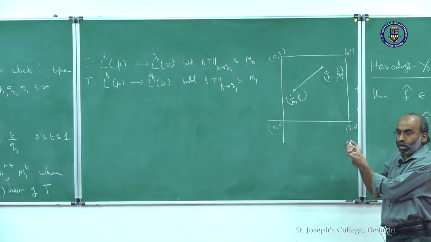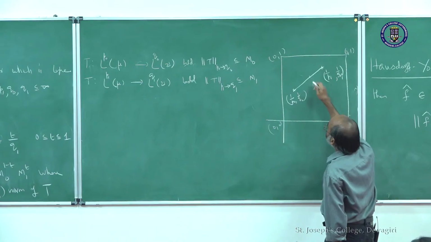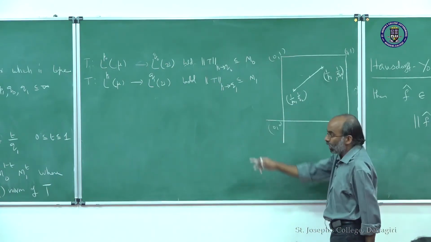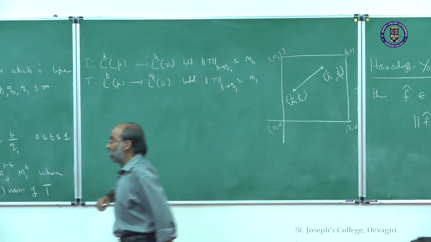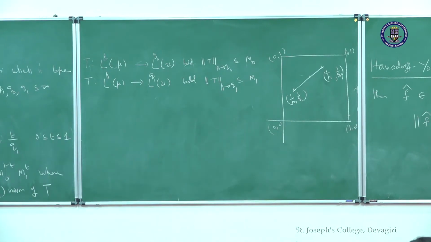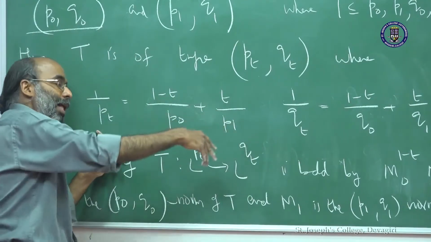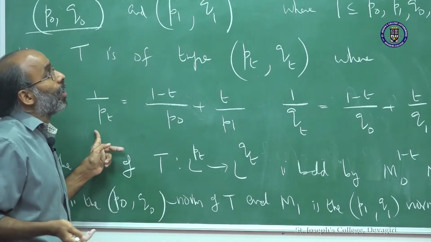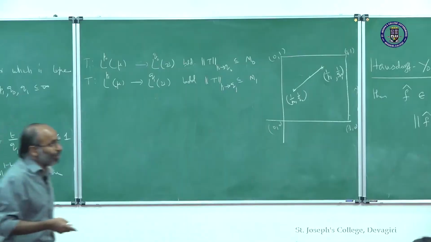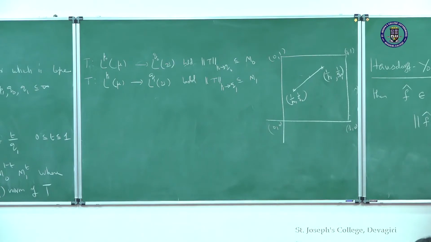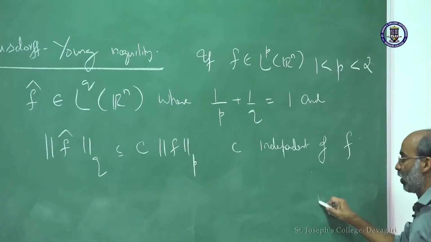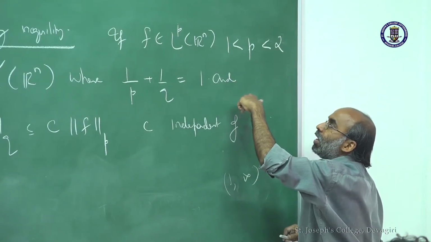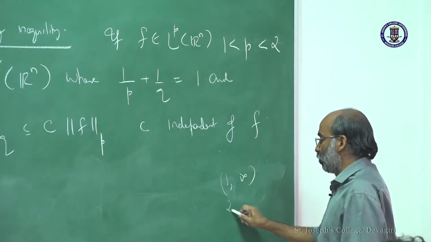So, you get one line, you take any point here, you will get a (1/pt, 1/qt), and T is bounded there. Okay, that is all the theorem says. So, the in-between pt and qt are defined by this relationship. This relationship is linear, but in 1/p and 1/q. So, if you look at our Hausdorff-Young, we have (1, infinity) at this point, right, L1 to L infinity. At 2 we have (2, 2), right.